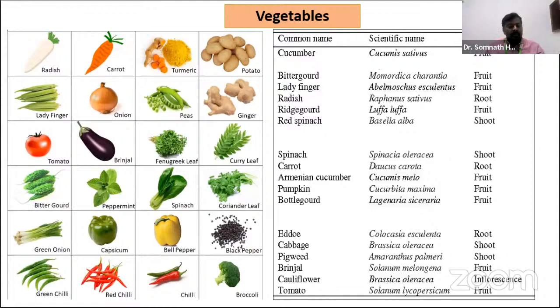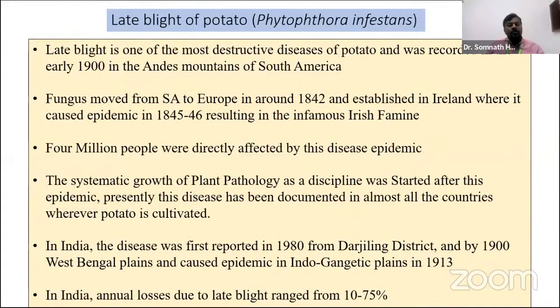So and so forth. These are the different vegetables which are cultivated in India, and these vegetables face many biotic constraints, that is, diseases. The fungal diseases play an important role in the reduction of yield and cause heavy losses in different vegetables. So we'll see the major fungal diseases of different crops. We'll start with the potato.